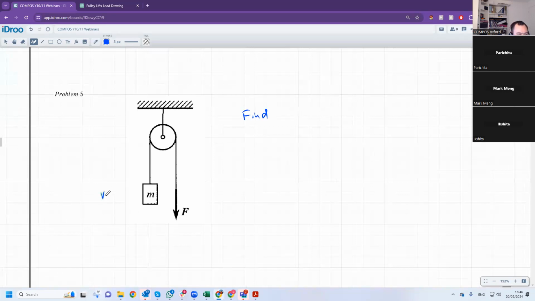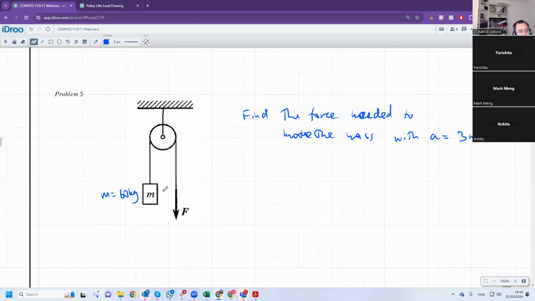So let's say this is m equals 60 kilograms. Find the force needed to move the mass with acceleration 3 meters per second squared. Okay. So what force is needed?